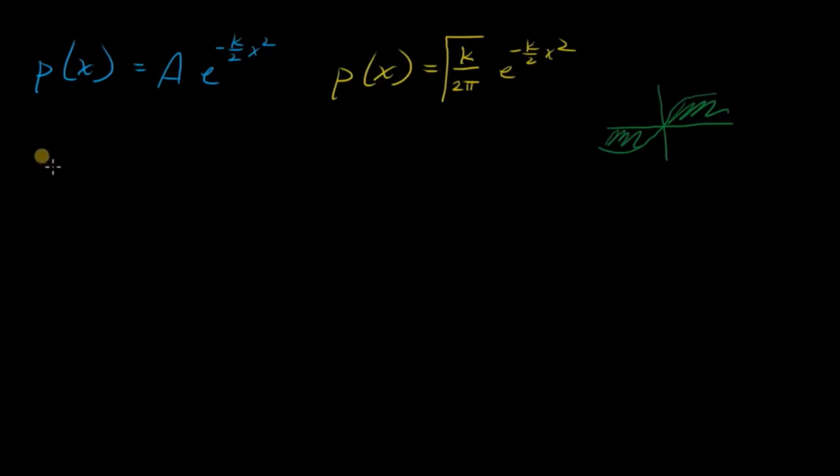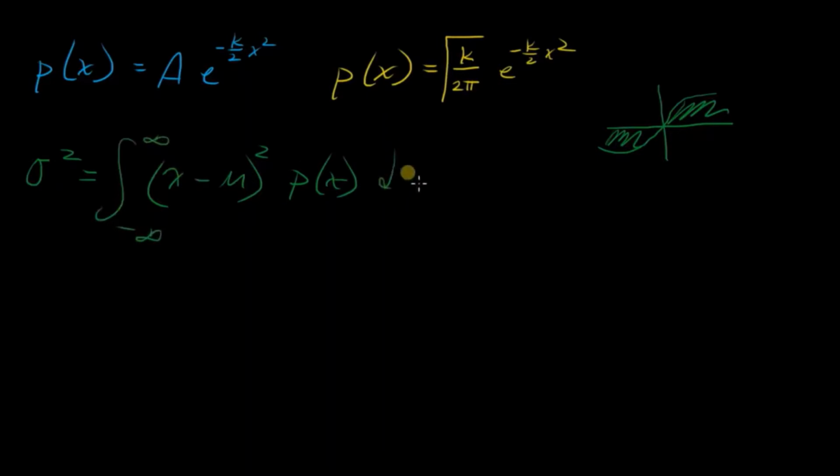Okay, now thinking about the variance. So our standard formula for variance is we just sum up all the possible squared differences from the mean with the probability of that happening. And in this case, it would be an integral since, again, it's continuous, not discrete. But really, it simplifies it some since we know the mean is 0. So we're just going to have x squared and then p of x.